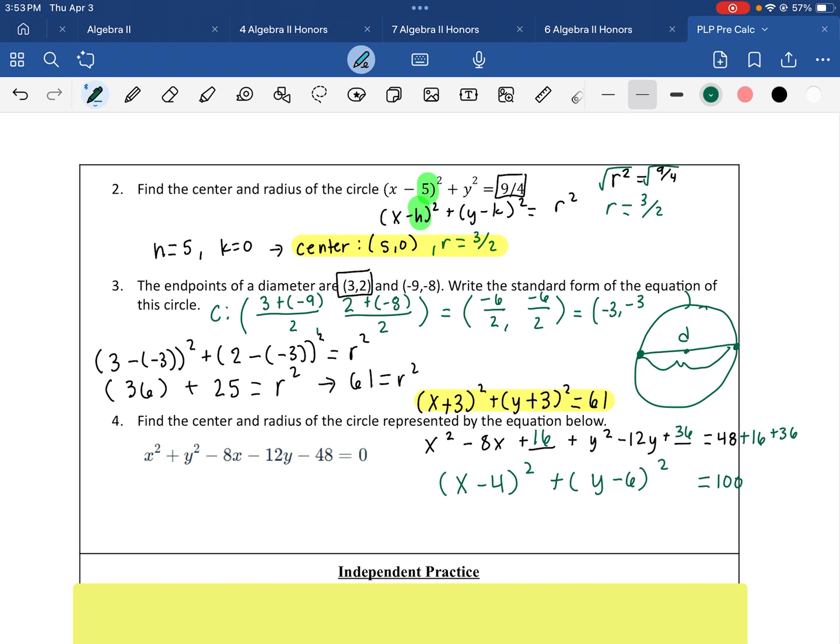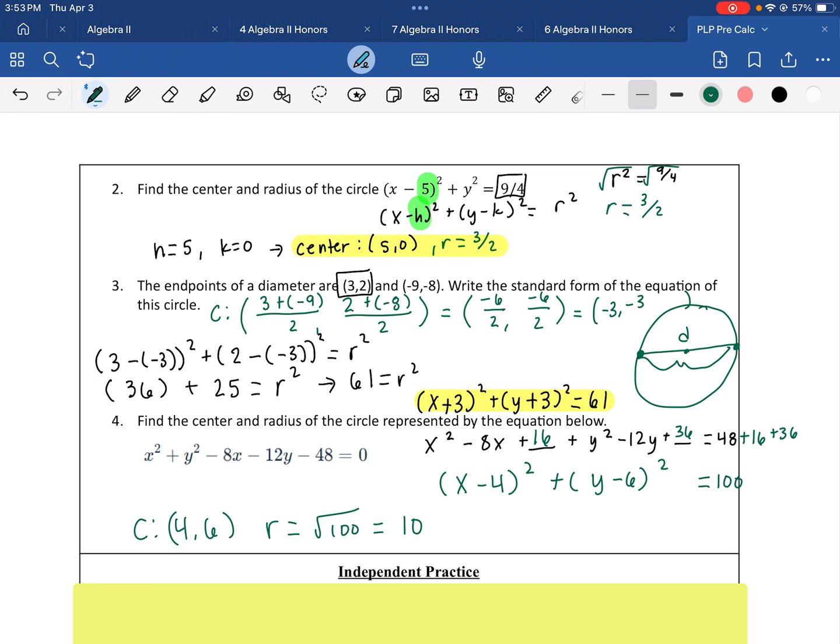All right, and that is the equation of our circle. Oh, actually, we didn't even want the equation. I did the equation anyways. But our center from that is 4, 6. And our radius is the square root of 100, which is 10.